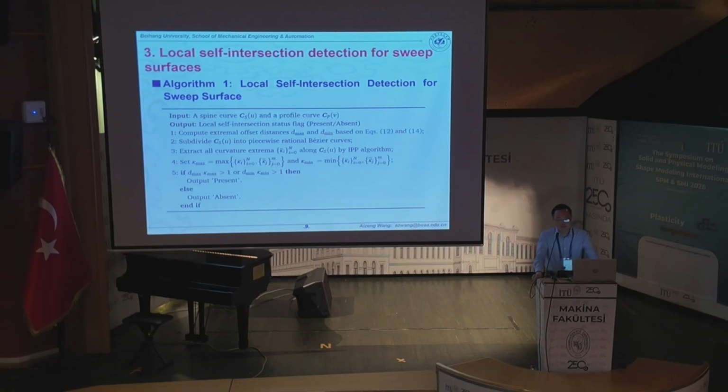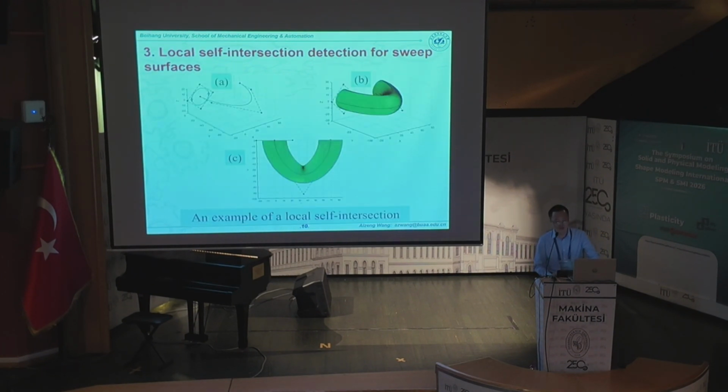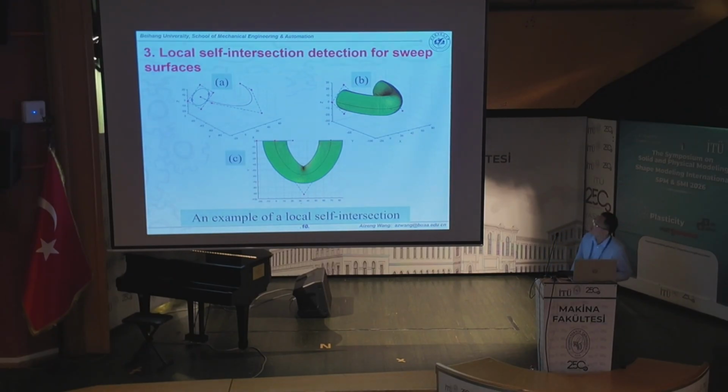This algorithm gives the detection process for local self-intersection in sweep surfaces. It accurately identifies the presence of local self-intersections. The detection of local self-intersection in sweep surfaces is related to the curvature properties of the spine and the normal projection distance of the profile curve. This slide gives an example of a local self-intersection. By our algorithm, the local self-intersection point is detected on the sweep surface at the curvature extreme of the spine.